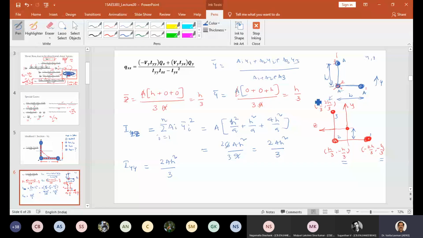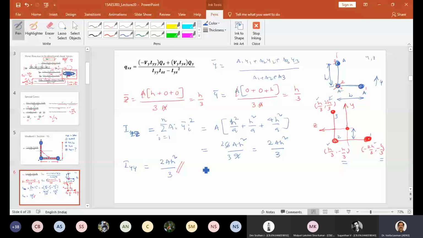See, this squared will be there, this squared, this squared. Same thing, right? H squared by 9 plus H squared by 9, 4H squared by 9. So the answer is obviously 6H squared by 9 into A. Everybody is getting this one? Yes, sir. Then I am going for the Iyz.